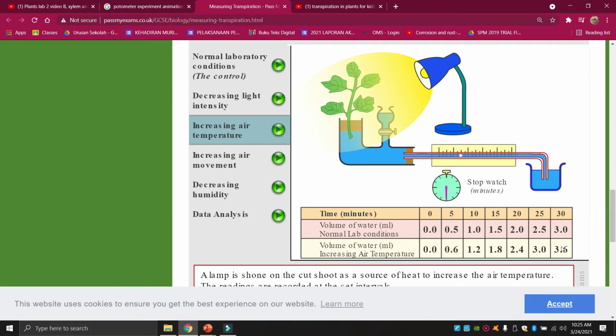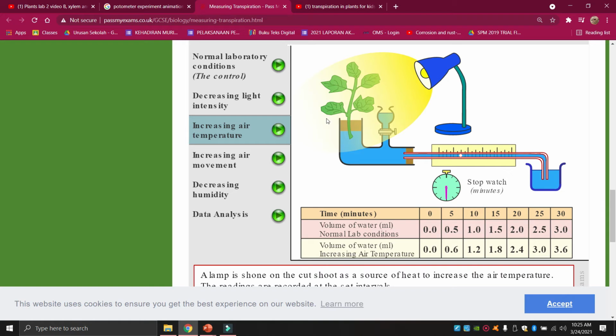So if you compare, when the temperature is increasing, the process of transpiration also will increase. The rate of transpiration also will increase, because when the temperature is high, there will be a lot of water being lost to the surrounding. So the plants need to absorb the water to replace the water that is lost, right? So that is for when the air temperature is increasing.